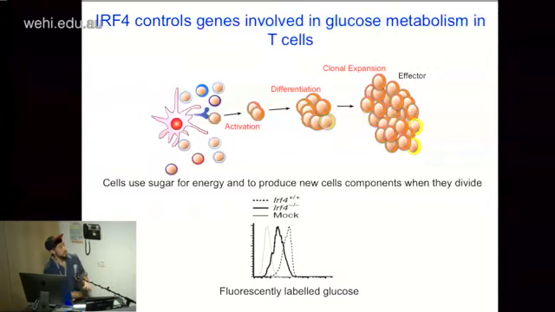This is just a simple experiment we've done where we've taken glucose that has a fluorescent label on it. This measures how much sugar the cells take up over time. As you can see here, the wild type cells take up quite a lot of sugar over time. If you don't have IRF4, then they take up lower amounts of sugar, so they're not able to have enough energy to divide and expand like normal cells do.